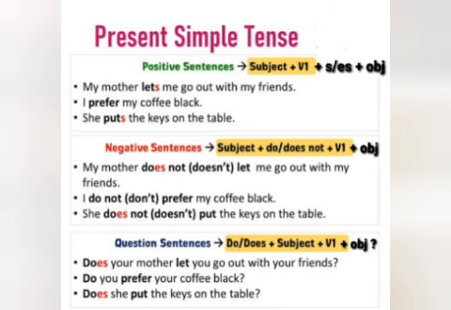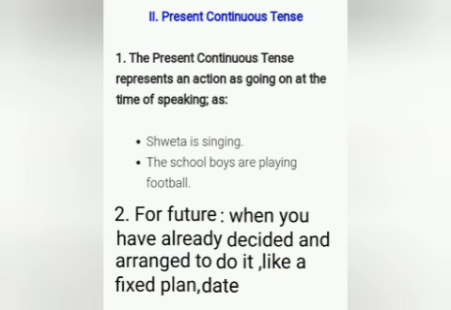Yes. So now we learn about the second variation of present tense, that is present continuous tense. Now this is used when action is going on at the time of speaking. You can say when something is happening at the same time of speaking. एक साथ हो रहे हैं दोनों चीज़ें. Like for example, Shweta is singing.